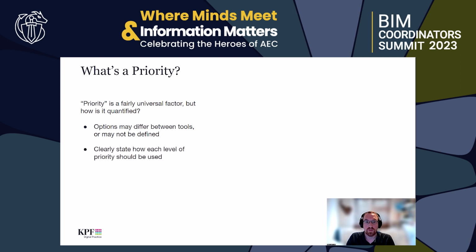Just to use Revisto's default options as an example, what exactly is a blocker? And what really is the difference between minor and trivial? It is useful to include definitions of each one in the BEP. Relating the priority level to the likely impact is the most common method of defining these.